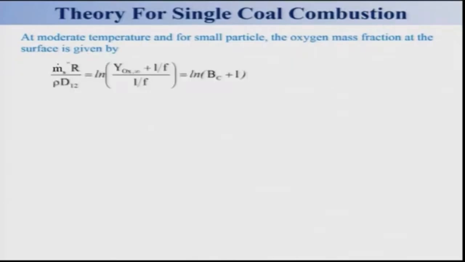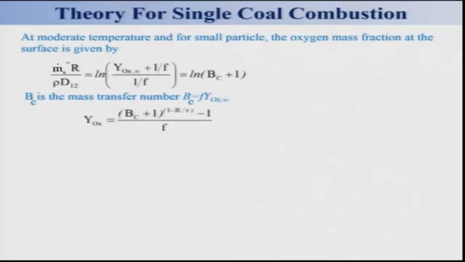At moderate temperature for small particle oxygen mass fraction, we have seen this earlier, just to summarize. And this B_C is the mass transfer number. I have already talked about it and derived it. So I can also get an expression y_ox is B_C plus 1, 1 minus R by R minus 1 with f. This is the expression we had derived just now, and this is your equation 15.